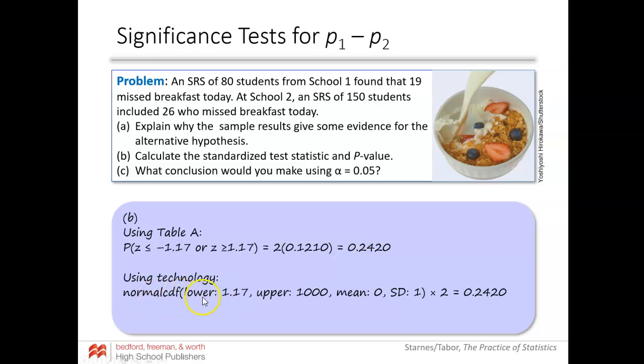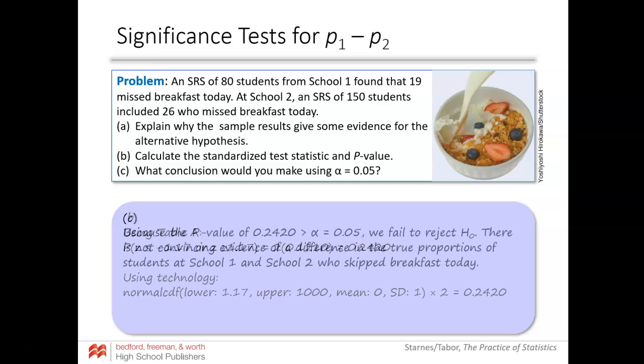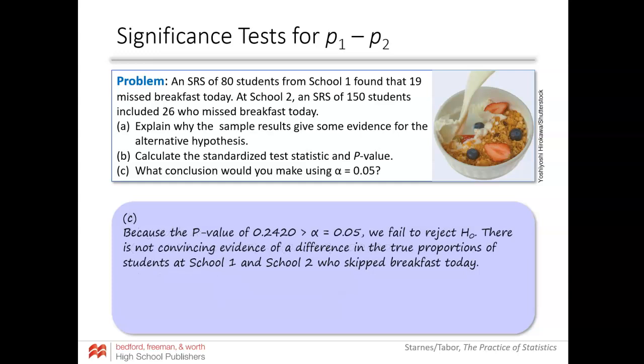Now, if we used our calculator, and it's really nice since you already have the statistic, just use the standard normal version of it where you have a mean of 0 and standard deviation of 1. Don't forget to double it though, because we have two tails. Either way, you get about 24%. And remember, our significance level was 5%. So what conclusion are we going to make here, guys? Well, because the p-value is greater than the significance level, we fail to reject the null hypothesis. There's not convincing evidence of a difference in the true proportions of students at school 1 and school 2 who skipped breakfast today. And that's that.